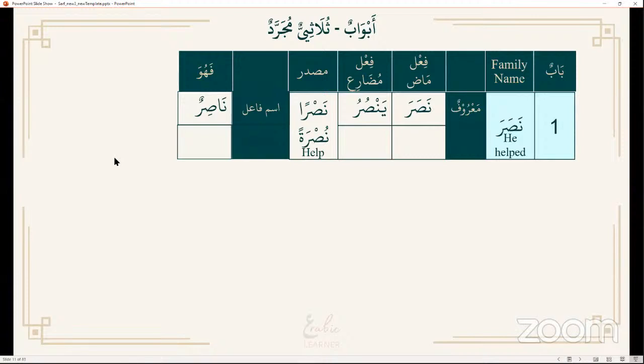But how will you remember this? You will remember this way. Just be with me. Just listen to me carefully. Nasara yansuru nasran aw nusratan fahuwa nasirun. We will remember these Bab families through some kind of a sentence. So inshallah, this sentence will be memorized in your mind very soon. So how will you remember?